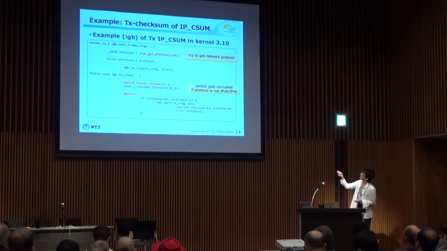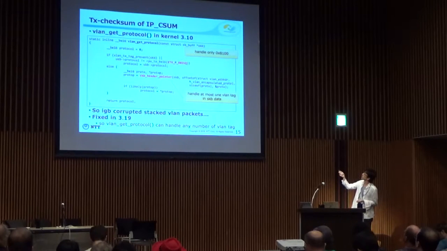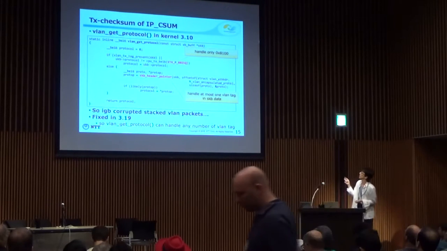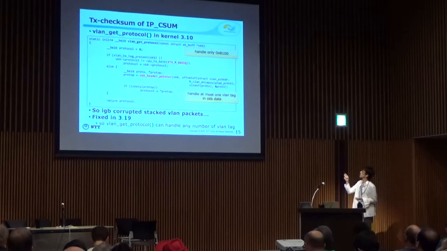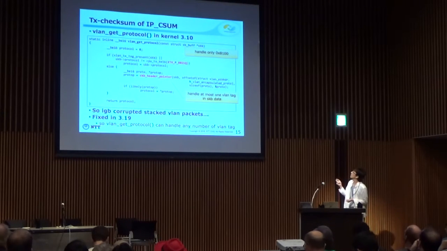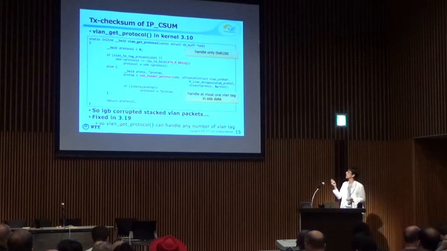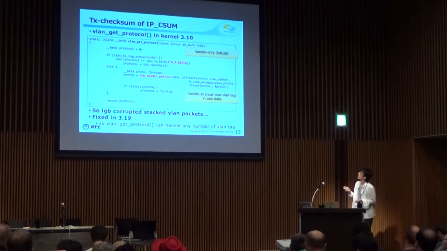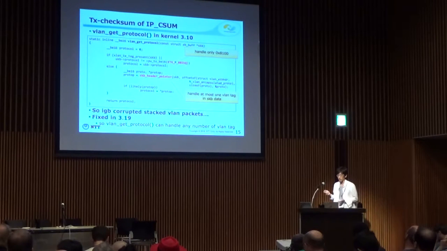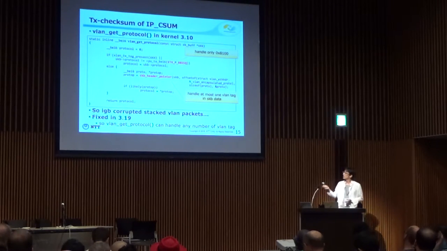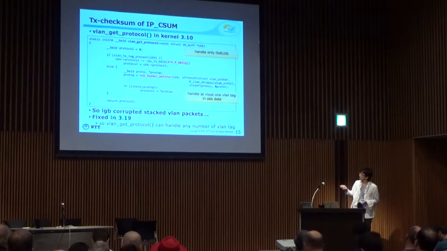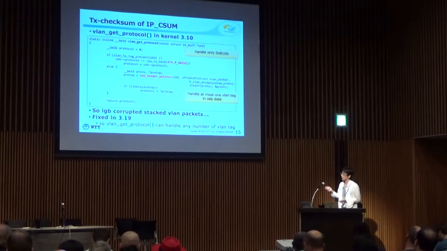And then the implementation of vlan_get_protocol is like this. This handles only VLAN protocol 8100 and handles at most one VLAN tag in the SKB data. So IGB corrupted stacked VLAN packets. This is already fixed, so vlan_get_protocol can handle any number of VLAN tags.